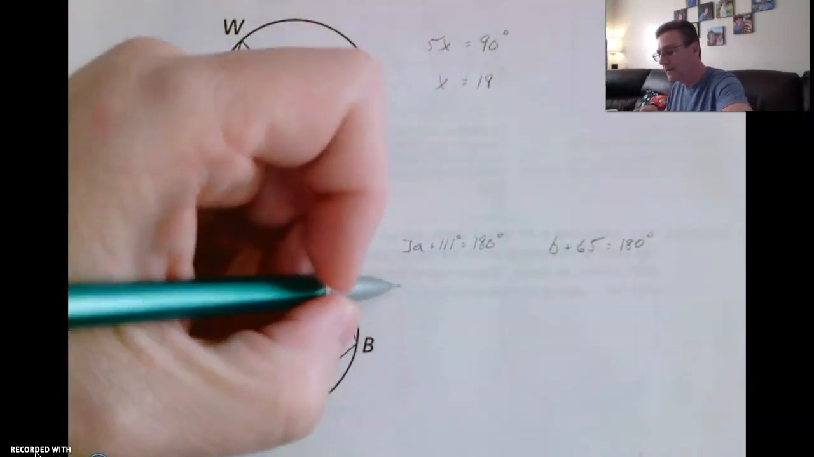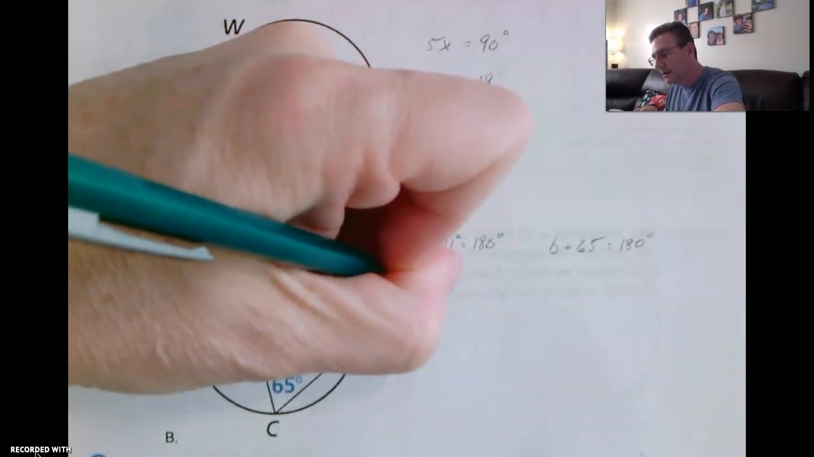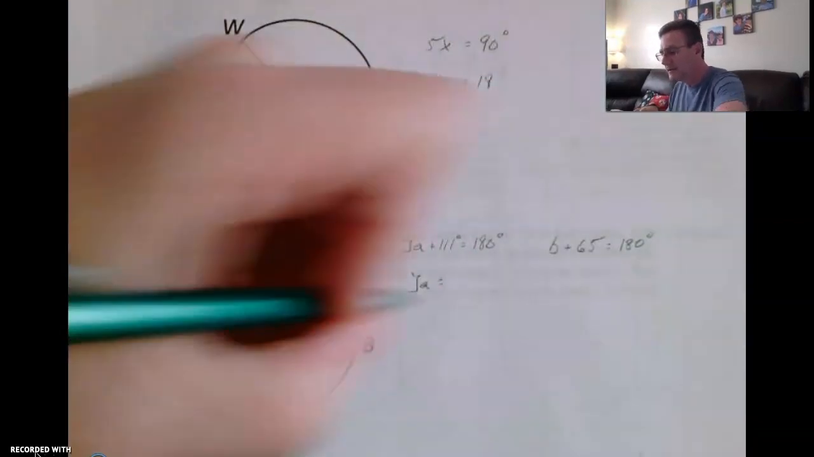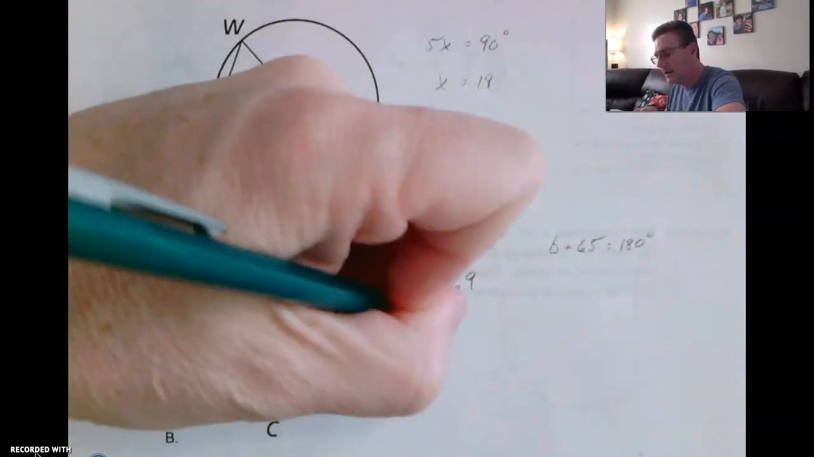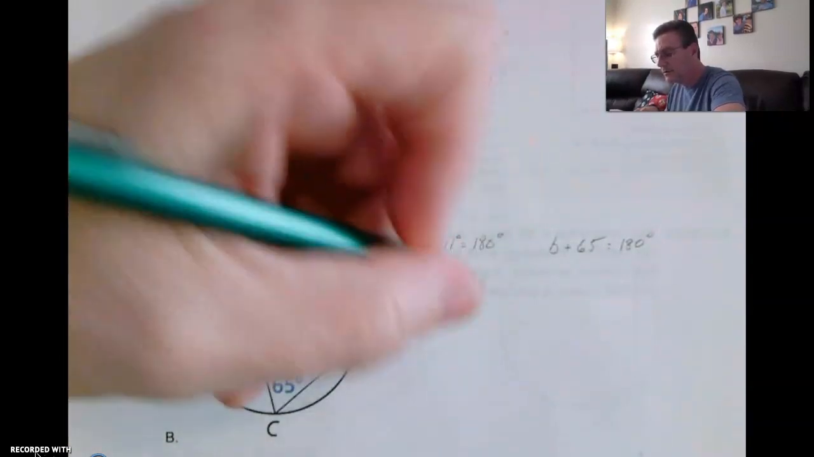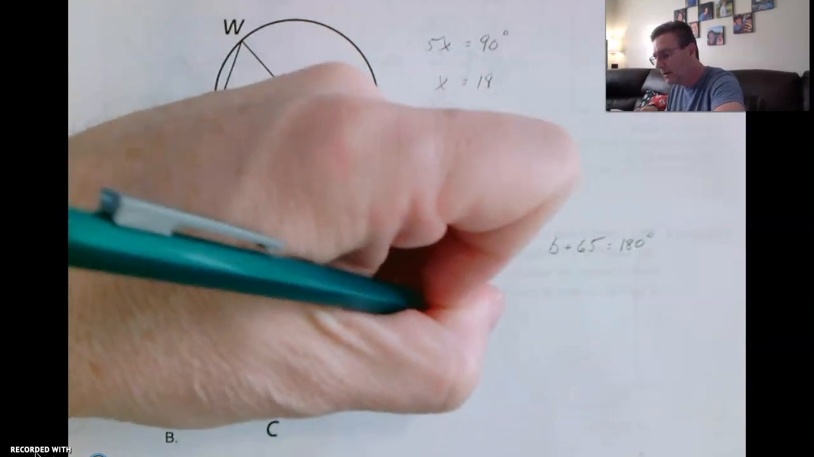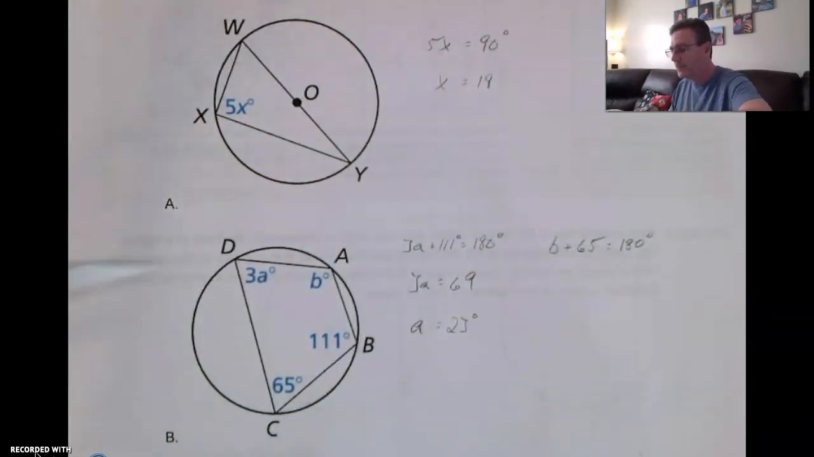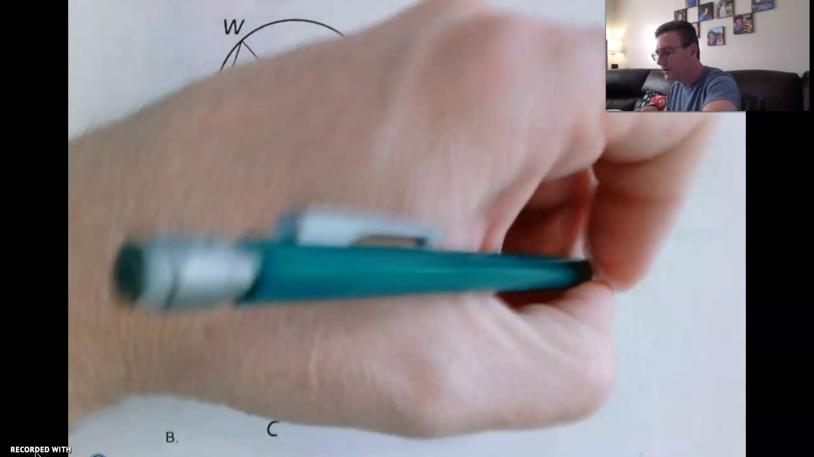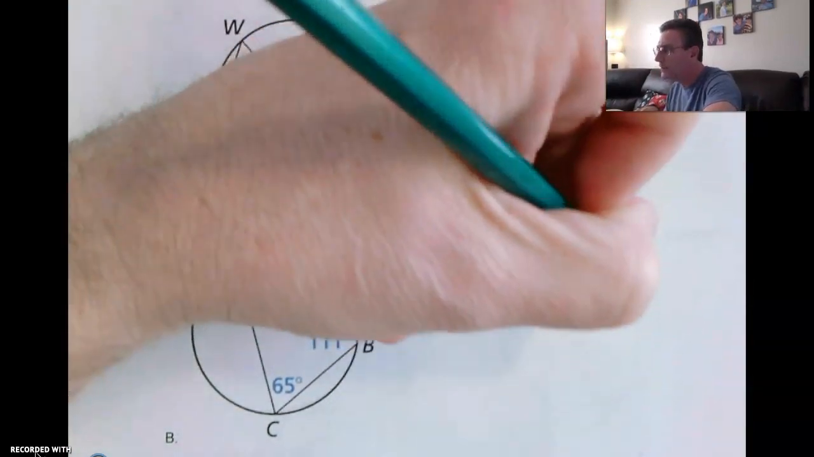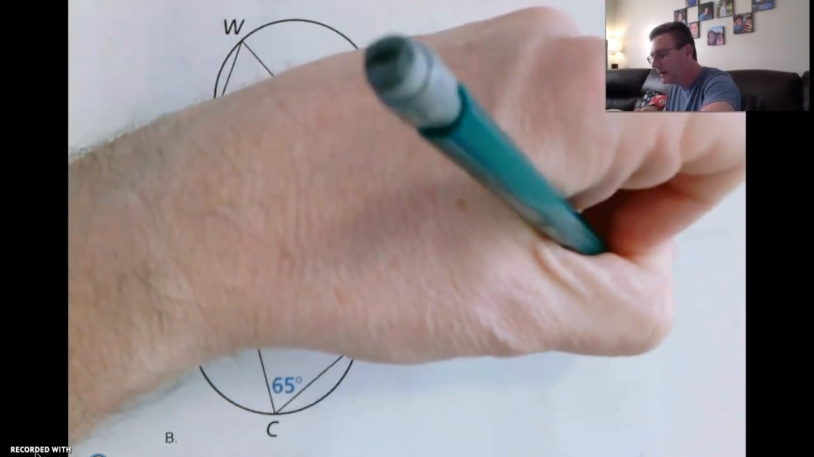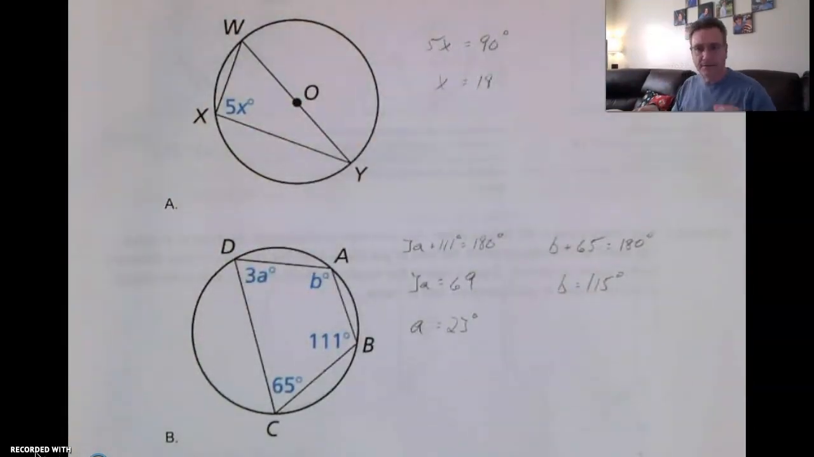Let's subtract 111 from both sides. 3a equals 69, divided by 3, a is equal to 23 degrees. And b, subtract 65, b is equal to 115 degrees.